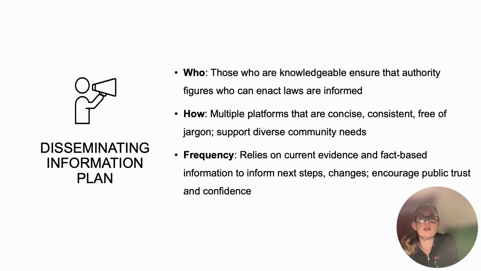Finally, the frequency of communication relies on the most current fact-based information available. These messages should include next steps, successful efforts, and any changes to outbreak control measures, maintaining transparency to encourage public trust and confidence. The average reading level in the United States is between 8th and 9th grade, with more than 25 million Americans reading at a level below a 5th grade level. With this in mind, messages should be delivered at approximately a 7th grade reading level and with an attention span that matches to ensure comprehension and accessibility and to include vulnerable populations.